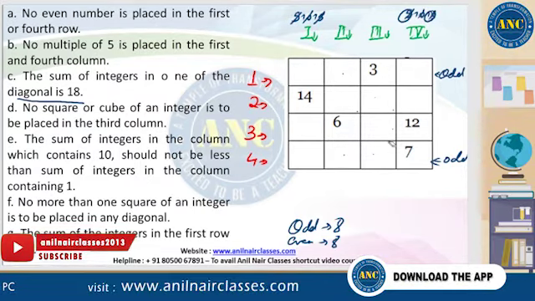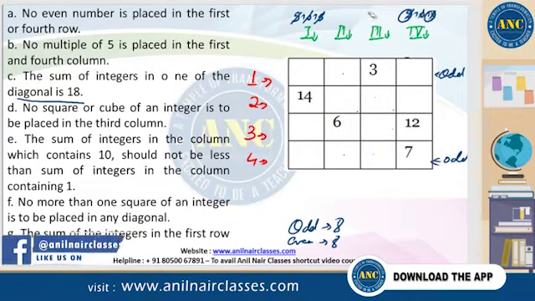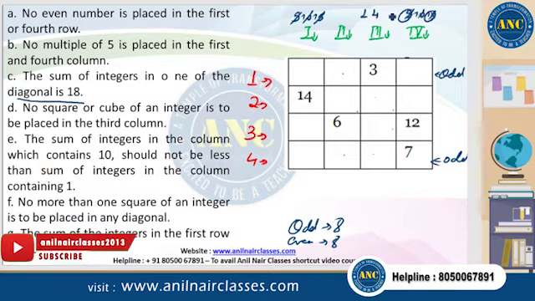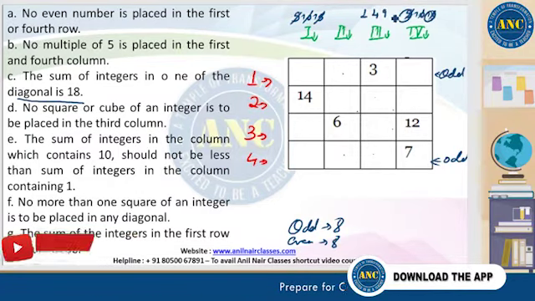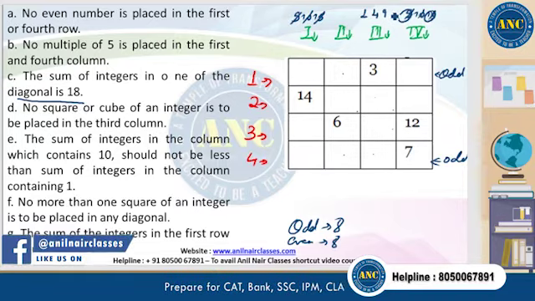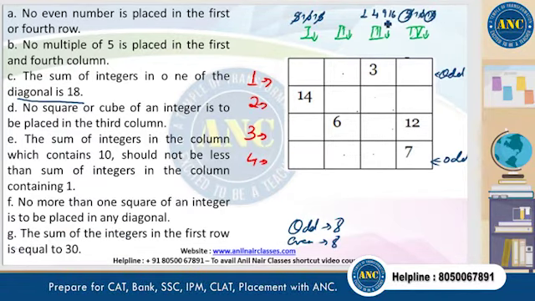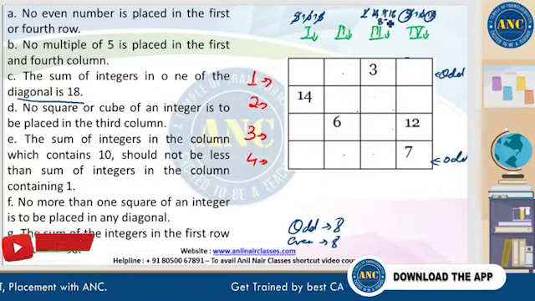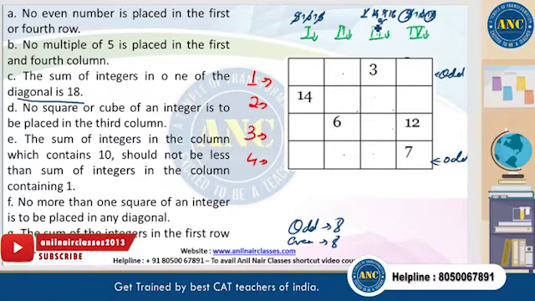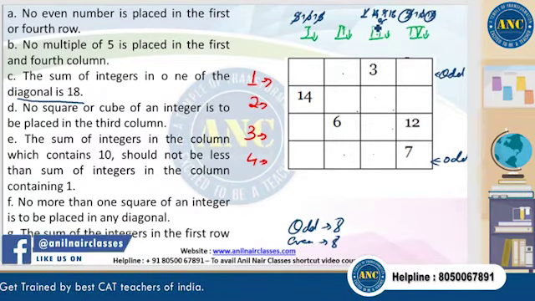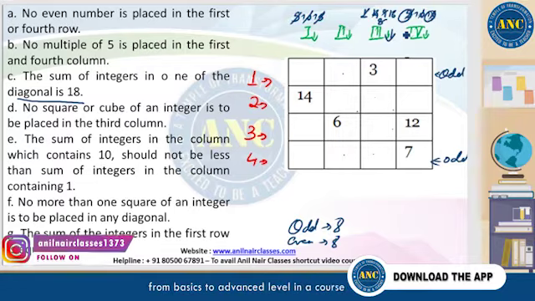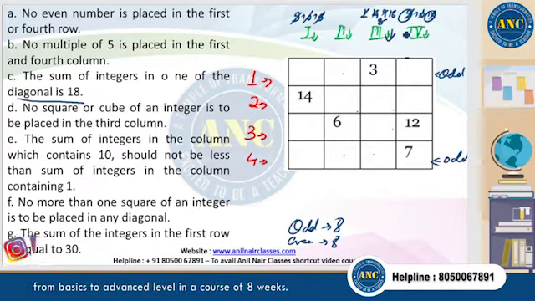So what are the squares and cubes? We have the numbers in question: 1, that's 1 square; 4, that is 2 square; 9, that is 3 square; and 16, that is 4 square. We also cannot place a cube, which means we cannot place 8. These 5 numbers cannot be placed. No square or cube of an integer is to be placed in the third column, so within this column we cannot place 1, 4, 9, 16, and 8.